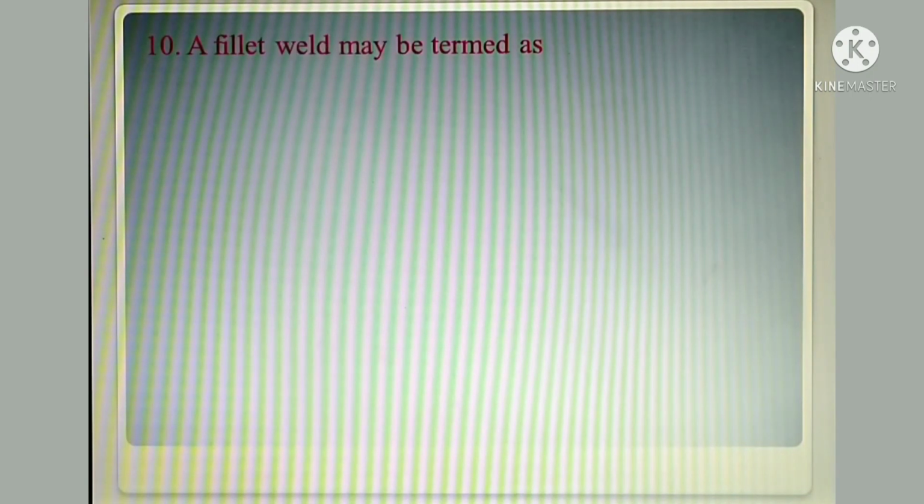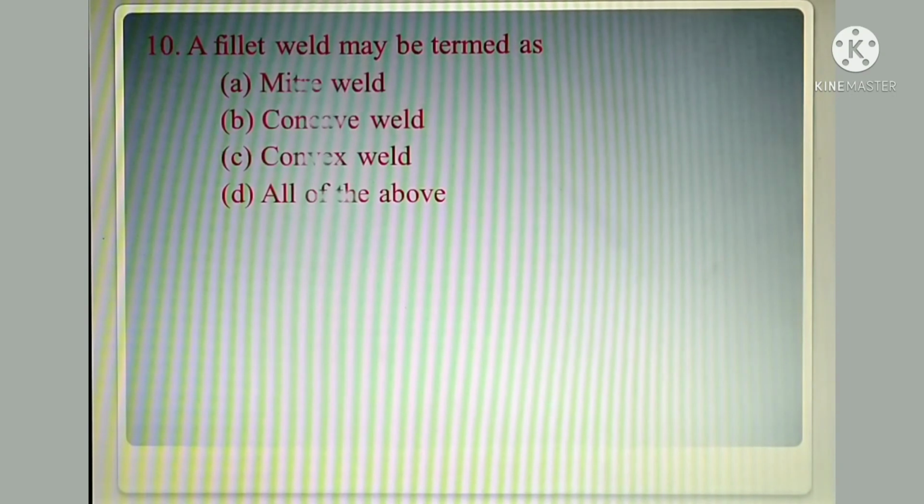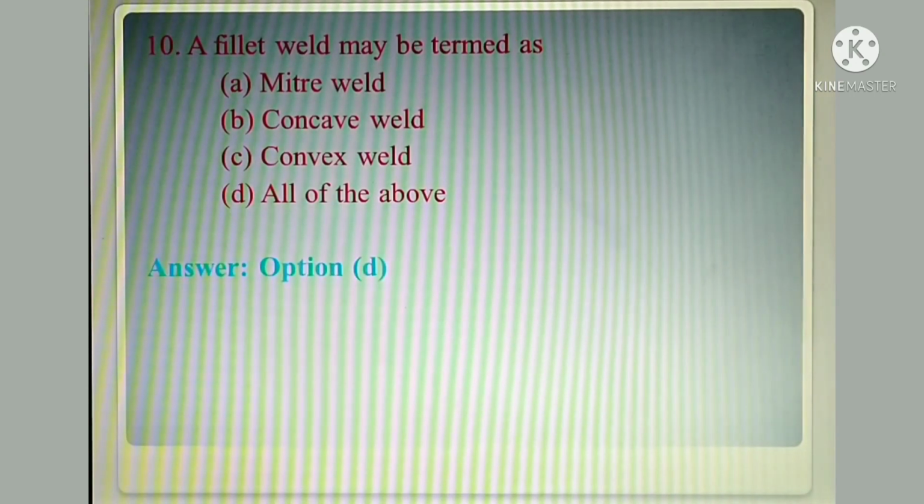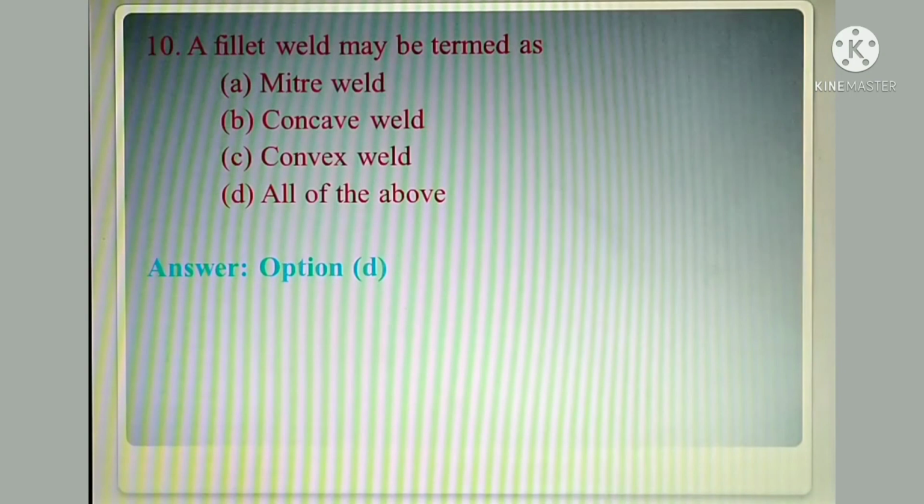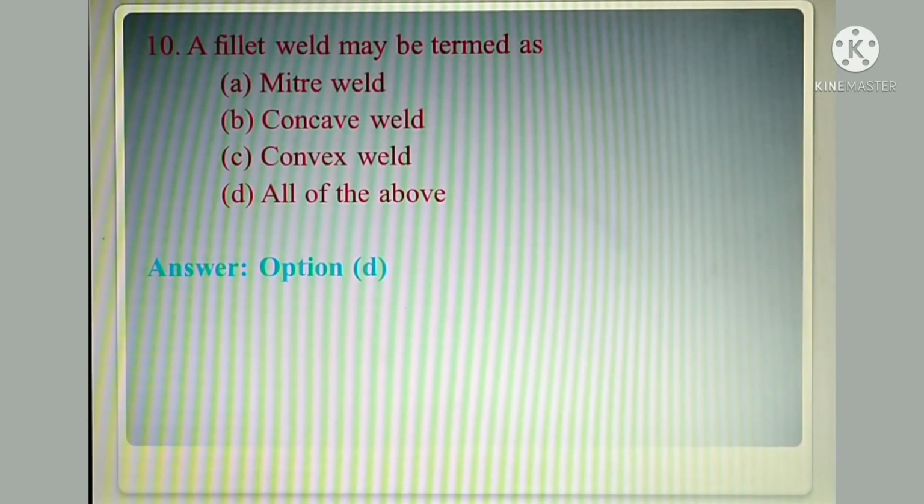And last, 10th question. A fillet weld may be termed as: A, mitre weld; B, concave weld; C, convex weld; and D, all of the above. Answer: option D, all of the above. A fillet weld may be termed as mitre weld, concave weld and convex weld.